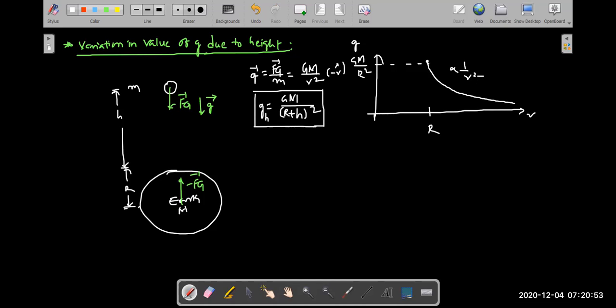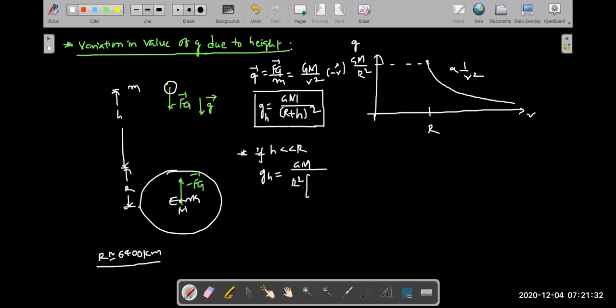Now here what we generally do is talk about an approximation. The approximation is that if h is much less than R, that means if the height at which the ball is present above the surface of the Earth is very small, maybe 100 meters or some kilometers, because the average radius of Earth is 6400 kilometers. Compared to 6400 kilometers, any small height will be h much less than R. So in such a situation, this will be GM by R square common, times 1 plus h by R whole square.